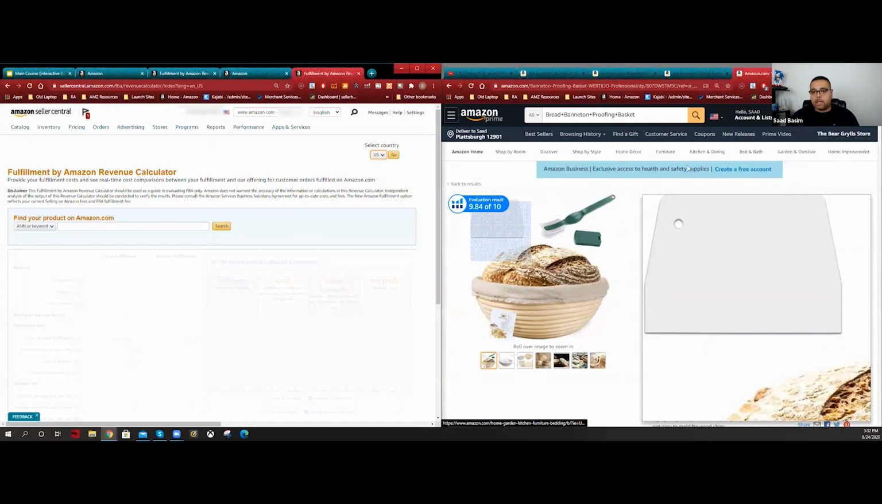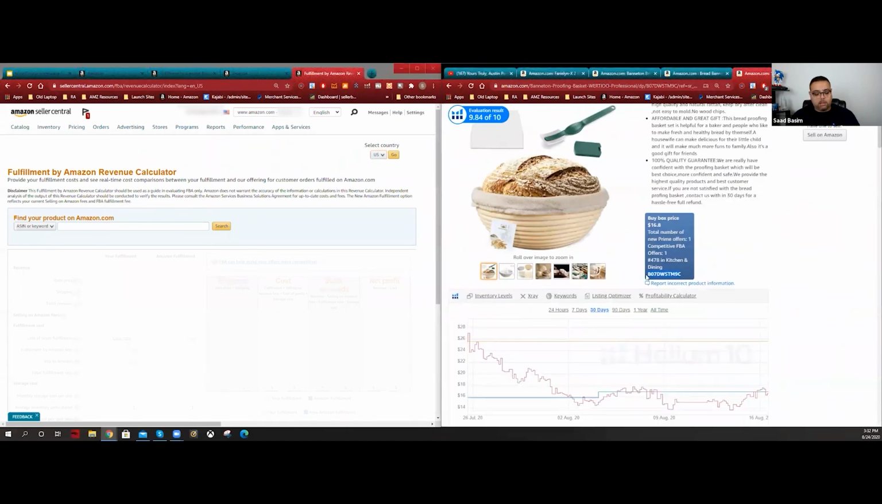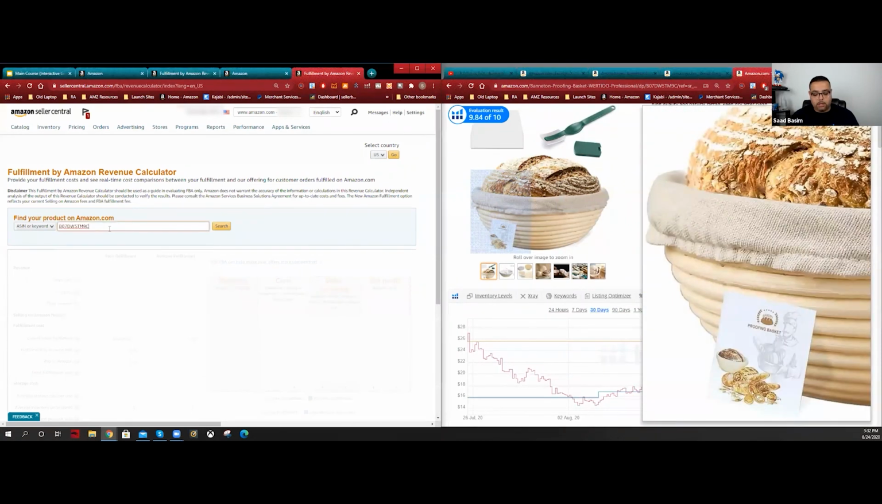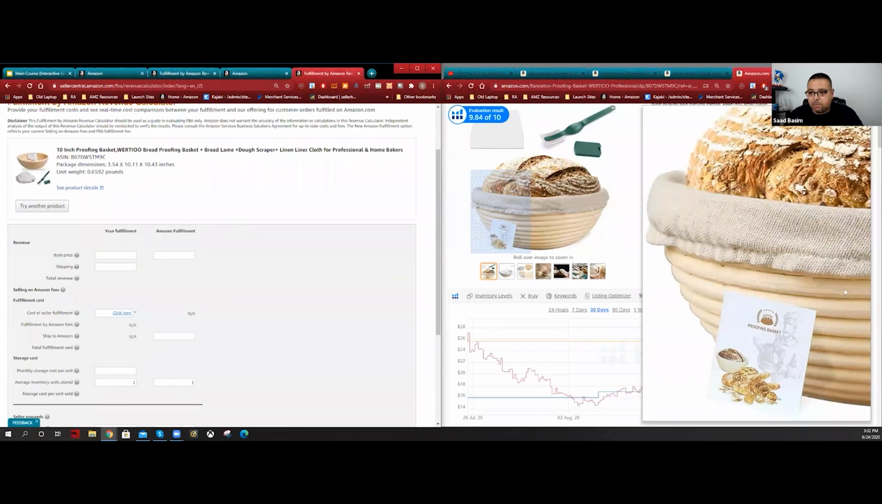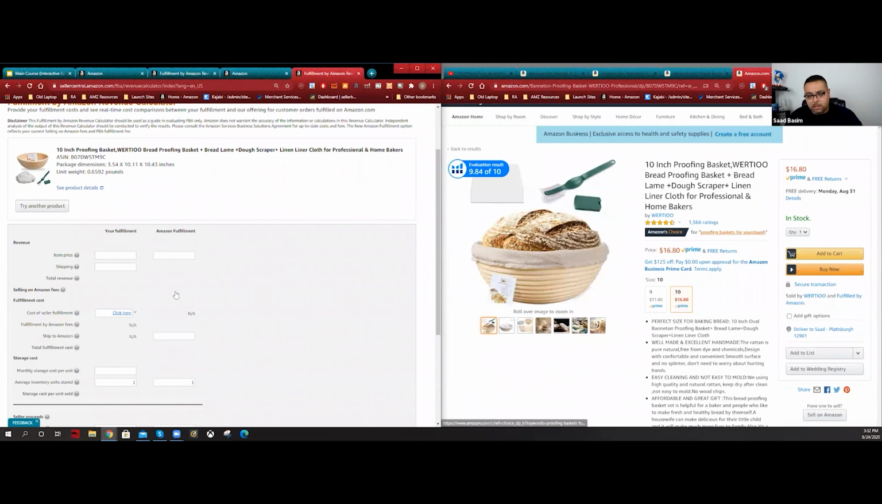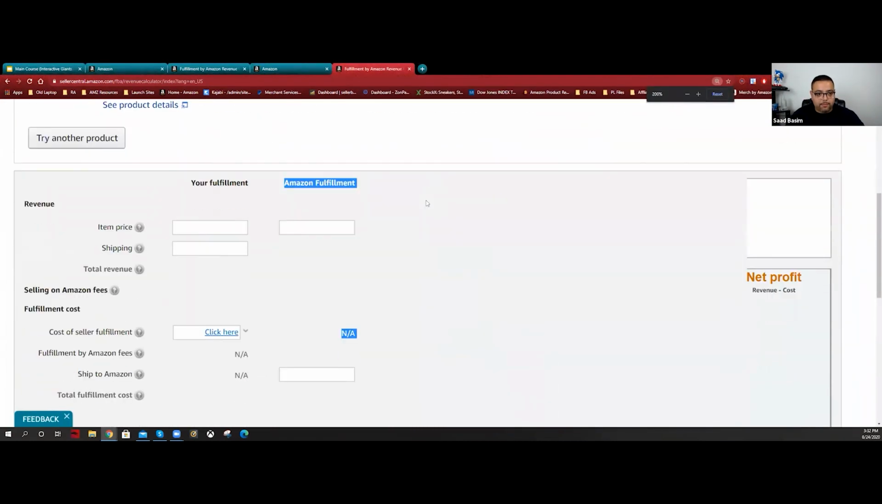Come to my product. I can come here, just take the ASIN and put it here. Click it. It tells me the product. And basically, you can see the item price. Let's say the product here sells for $16.80. You have two options here. Here, you have your fulfillment. This is when you do FBM, fulfilled by merchant. When you do Amazon fulfillment, it means you do FBA. So here we said $16.80.